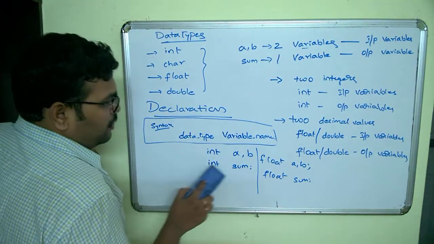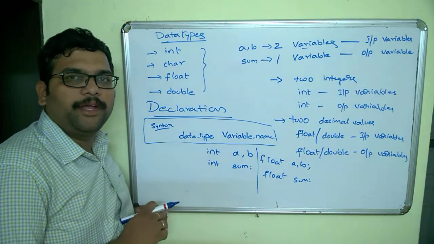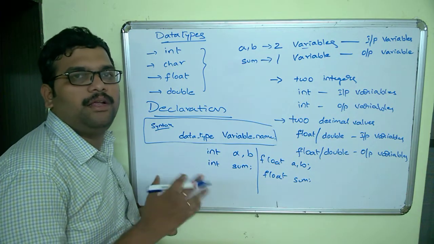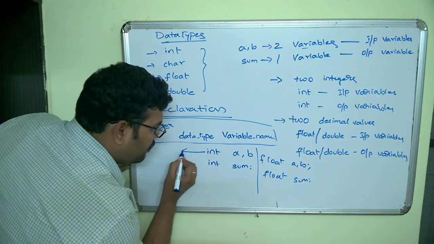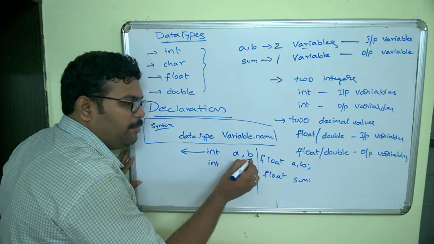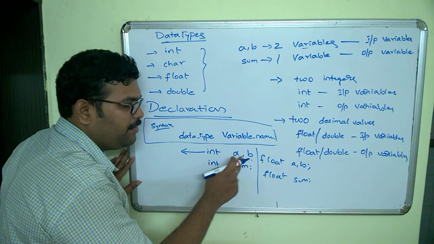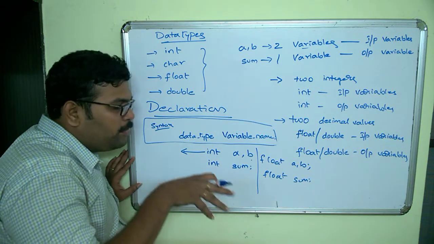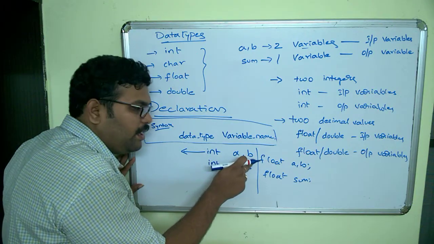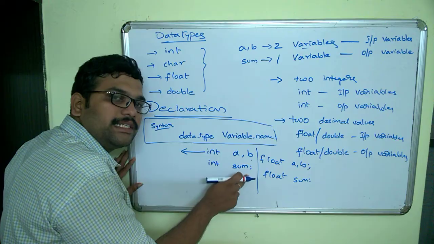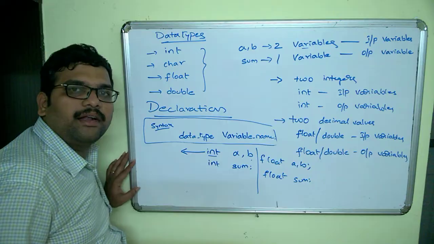If we declare int A comma B, how much memory will it occupy? The question is how much memory it will allocate to these variables. This statement implies we are declaring two variables, that means we are reserving two memory locations with the names A and B. How much memory should be allotted for variable A, for B, and for sum? The amount of memory reserved depends upon the data type.